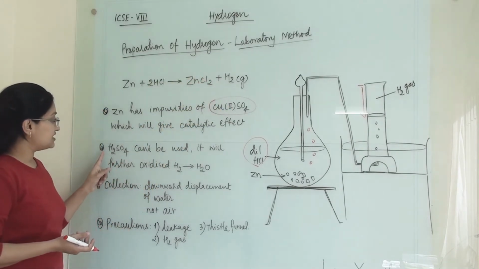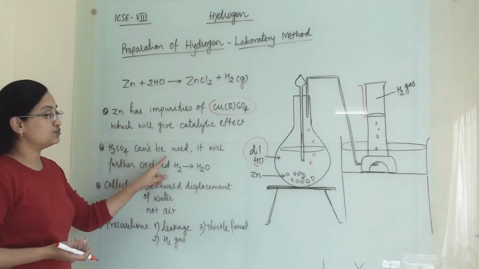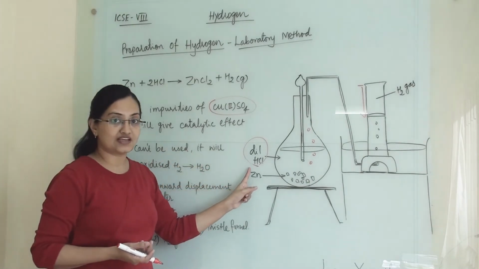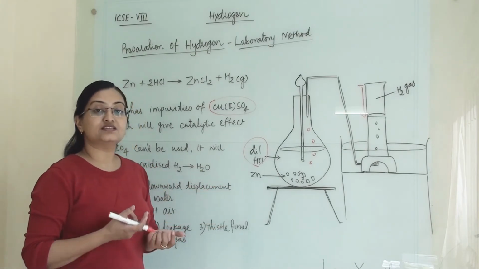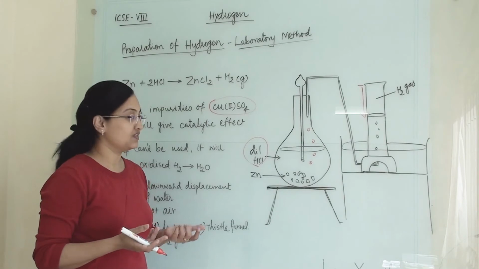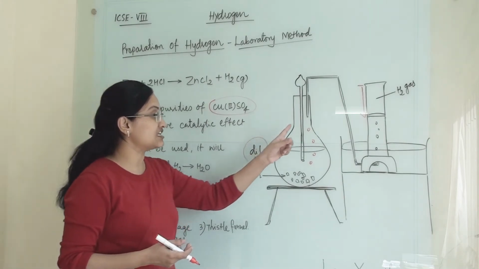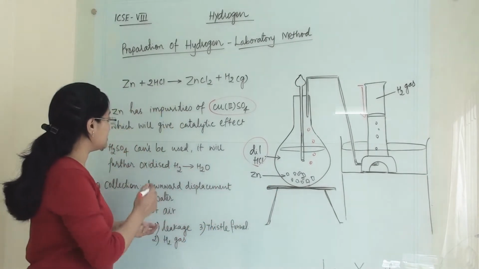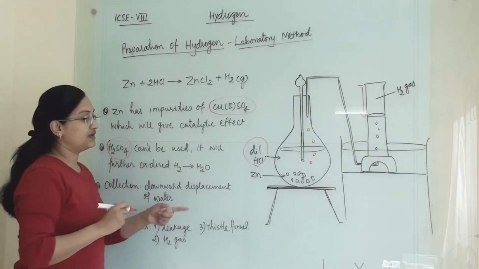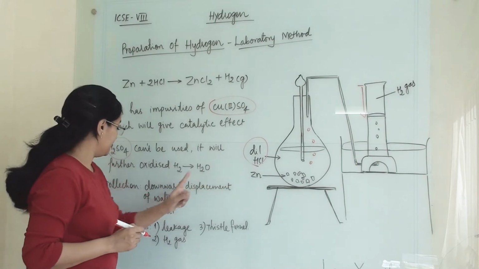Second point is sulfuric acid can't be used. In place of hydrochloric acid we cannot use sulfuric acid, because sulfuric acid is a strong oxidizing agent. It will further oxidize this hydrogen gas into a water molecule. So we cannot use H2SO4 in place of hydrochloric acid.